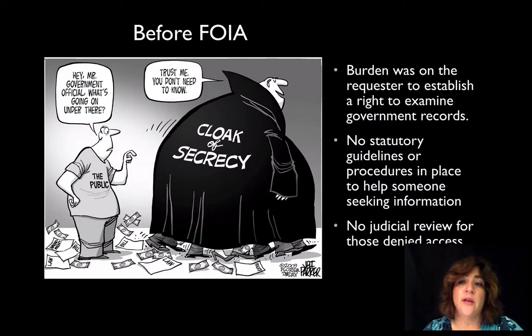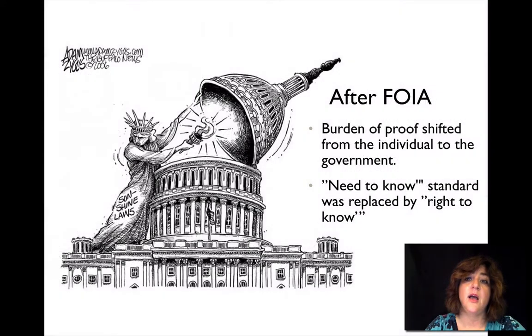So before FOIA, the burden was on the person who requested the records to show why they had a right to them. There wasn't really any guideline or procedure in place to help someone who was seeking information, and there wasn't really the opportunity for judicial review if they didn't get the information. But after FOIA, the burden of proof, for the most part, shifted from the individual to the government.